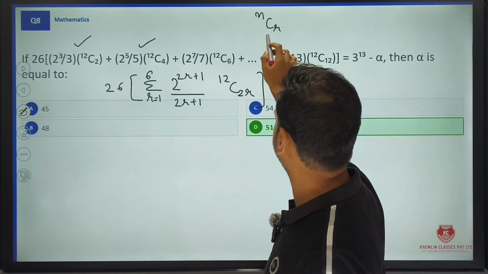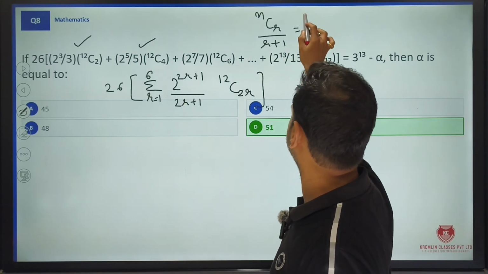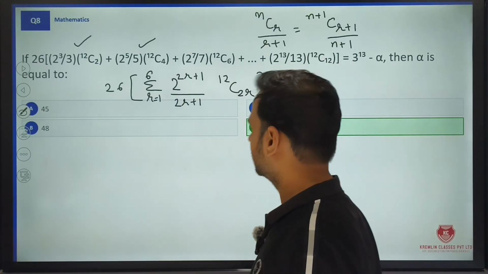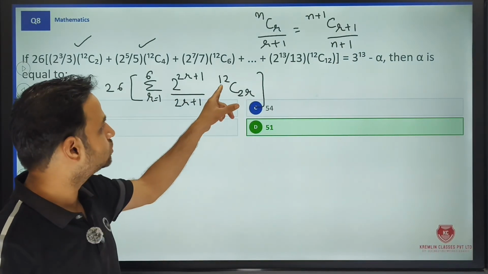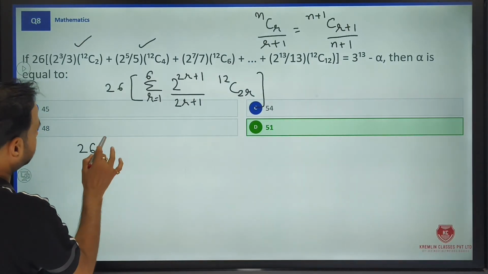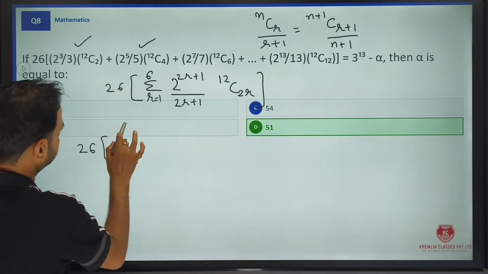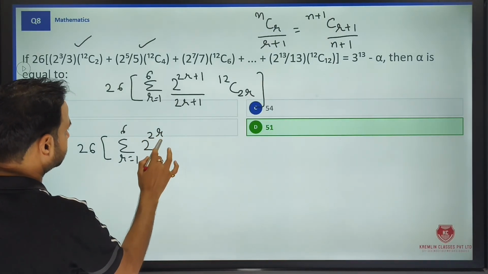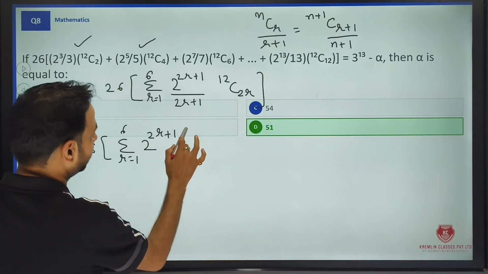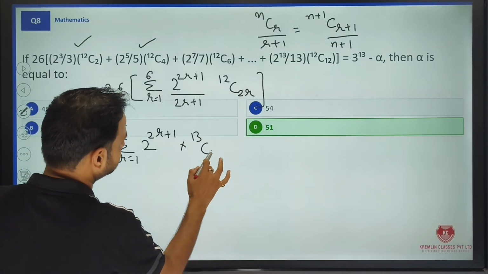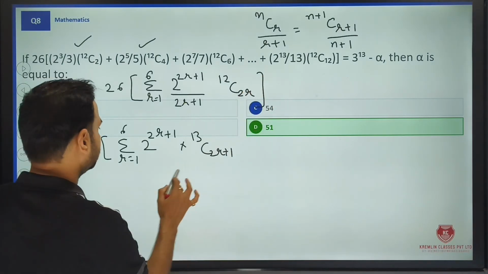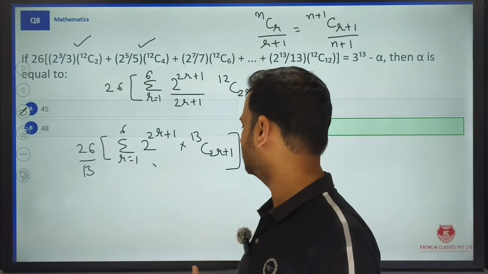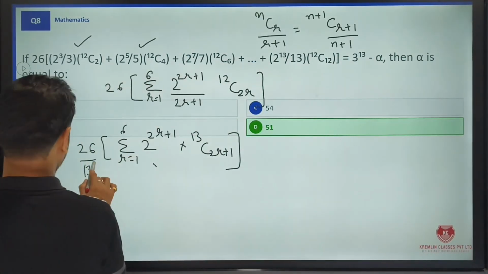This is the formula we have seen, nCr upon r plus 1, that is n plus 1 Cr plus 1 upon n plus 1. Here what is n and what is r? In this, n is 12 and r is 2r. So we can rewrite it again, 26 sigma r equals 1 to 6, 2 to the power 2r plus 1, and this is 13C 2r plus 1 upon 13. So 13 will be divided here. Now it is 2.